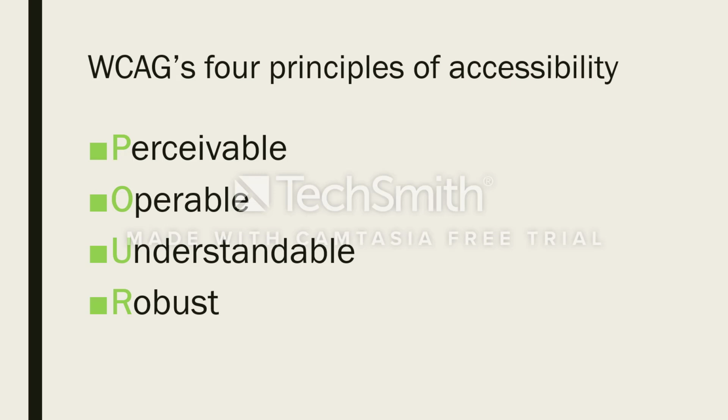Third, understandable. The information and the operation of the user interface must be understandable to the user. This means that the content and operation cannot be beyond the user's understanding. Your users will have a wide range of cognitive abilities, and some users may have a disability, such as dyslexia, or they may be on the autistic spectrum. Therefore, your web page must include fair and simple language for the content.